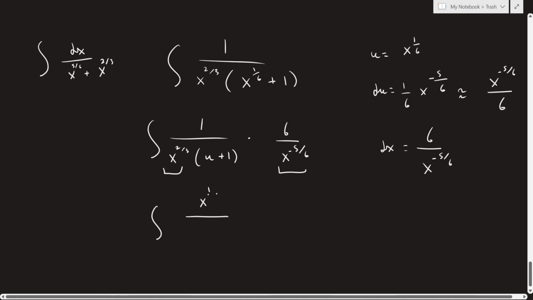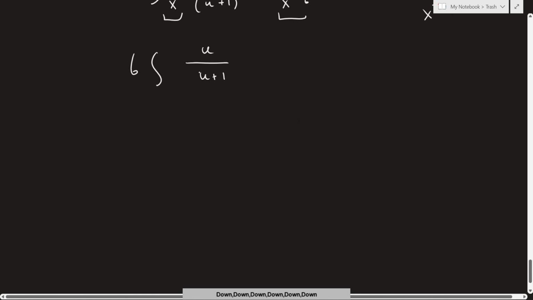x power 1 over 6. Remember we took u as x power 1 over 6. So actually we can replace this by u. So we can do that, and we have u plus 1 in the bottom. And this 6 can go outside. Okay, so it's going to be 6 here.